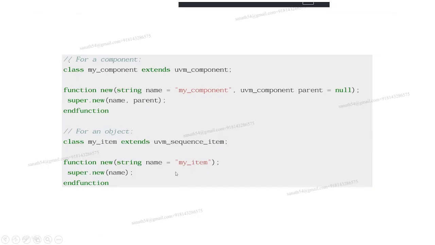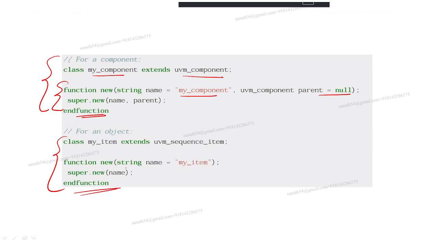So like this I wrote. For a component, I wrote: class my_component extends uvm_component, function new(string name = "my_component", uvm_component parent = null), super.new(name, parent), and endfunction. For an object, I wrote: class my_item extends uvm_sequence_item, function new(string name = "my_item"), super.new(name), and endfunction. This is for the component and this is for the object.